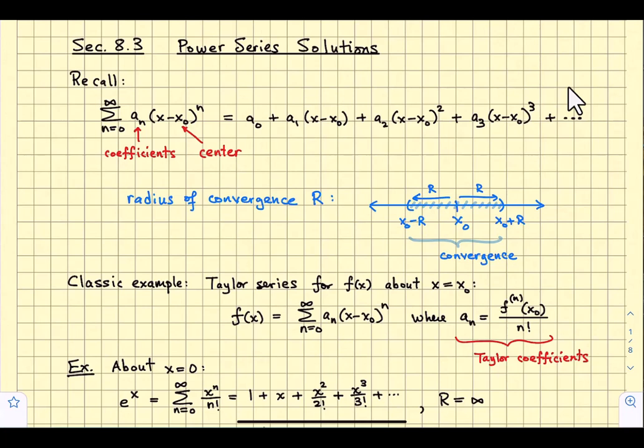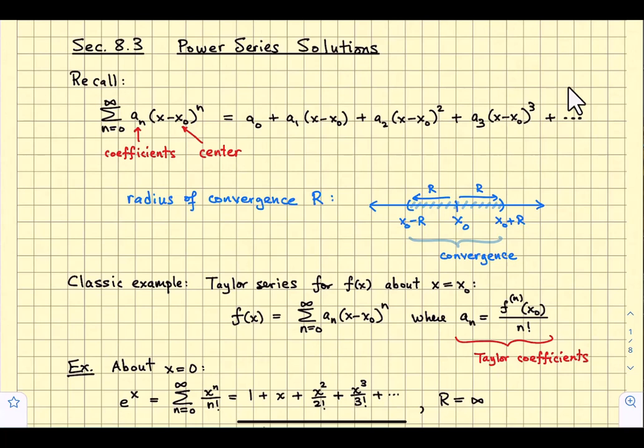Section 8.3, Power Series Solutions. At this point in Chapter 8, we want to move towards solving second-order differential equations and first-order differential equations also that have variable coefficients, and we haven't done much of that thus far in the course. In order to do that, we need to use methods from power series that you may remember from Calculus 2.